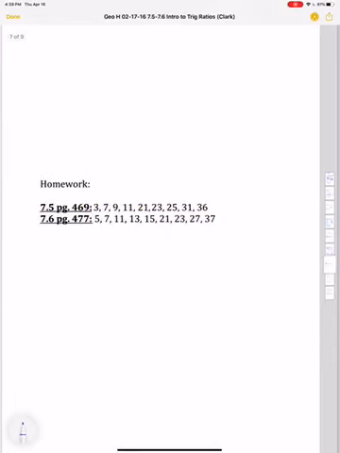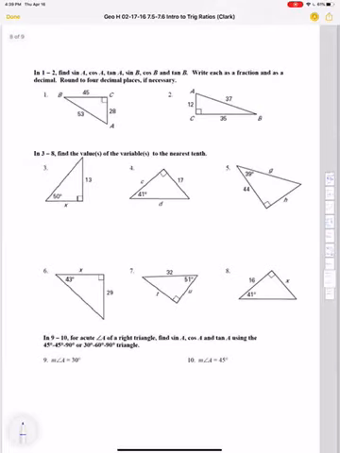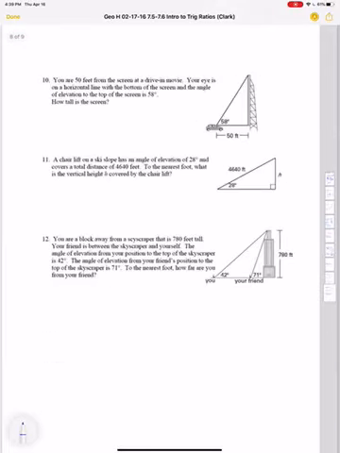This next page is what would have been the homework, but we're not doing that. So what we're going to do for homework are these next two pages of problems right here.